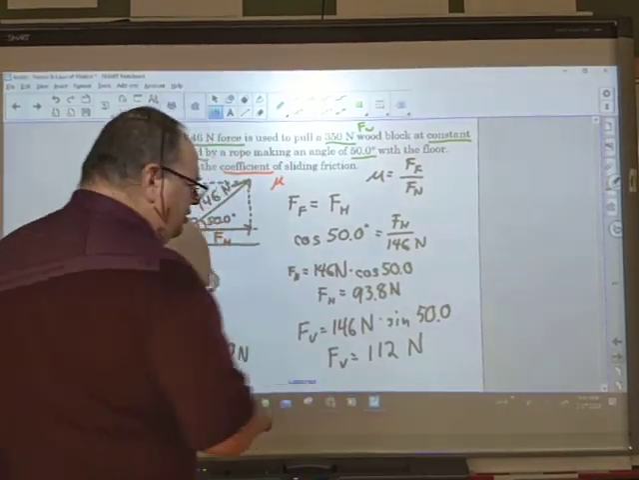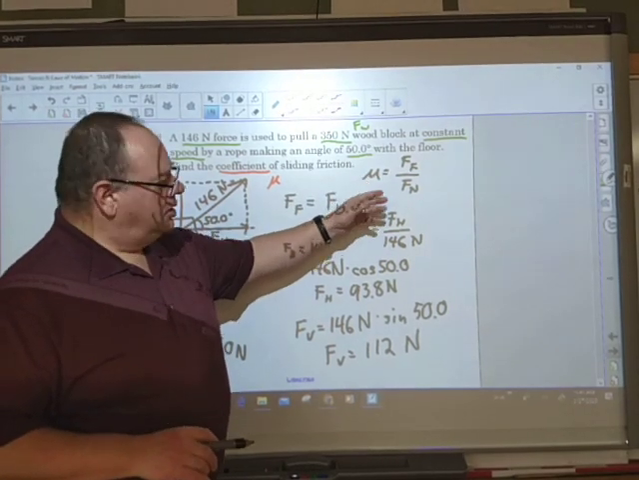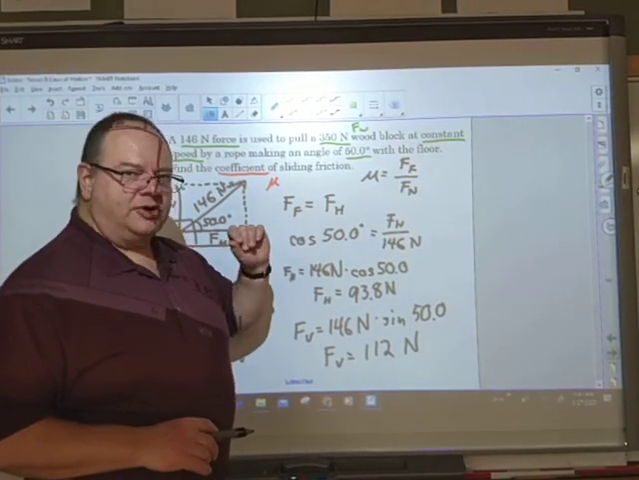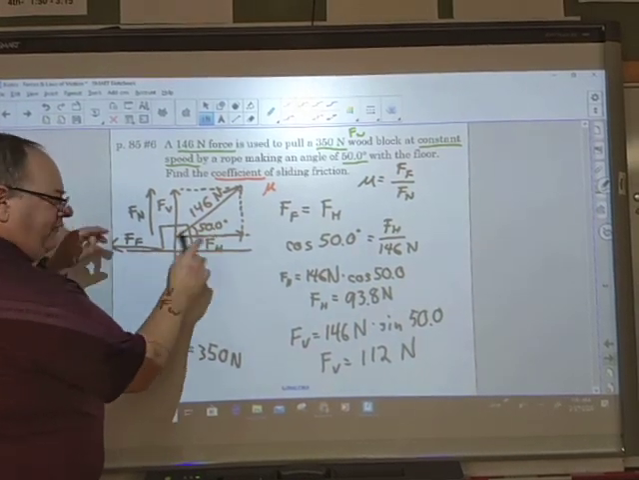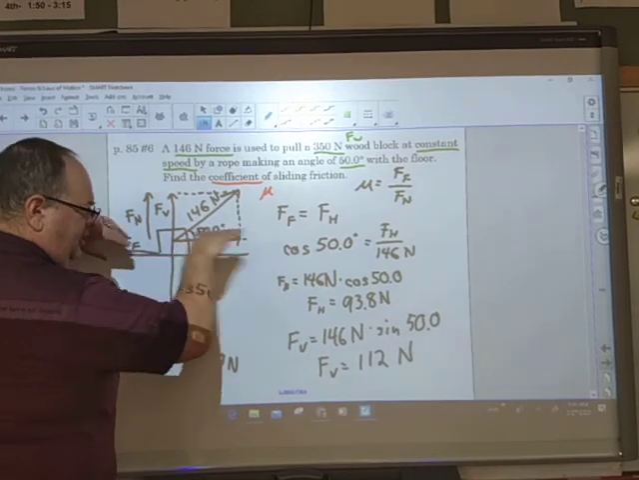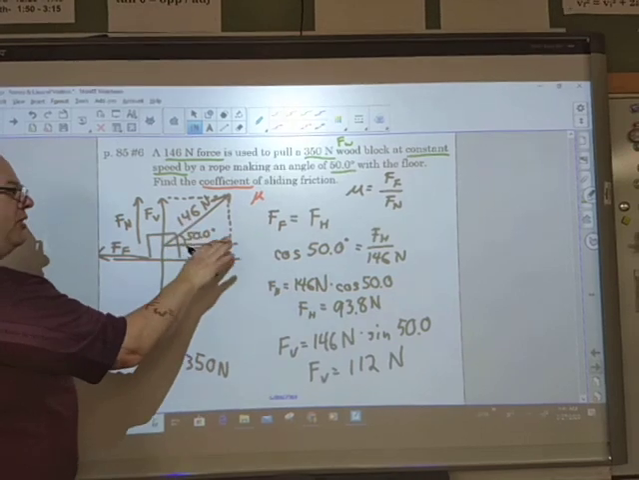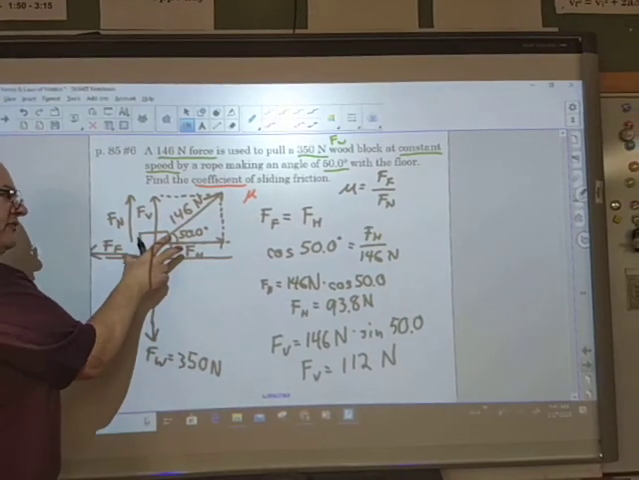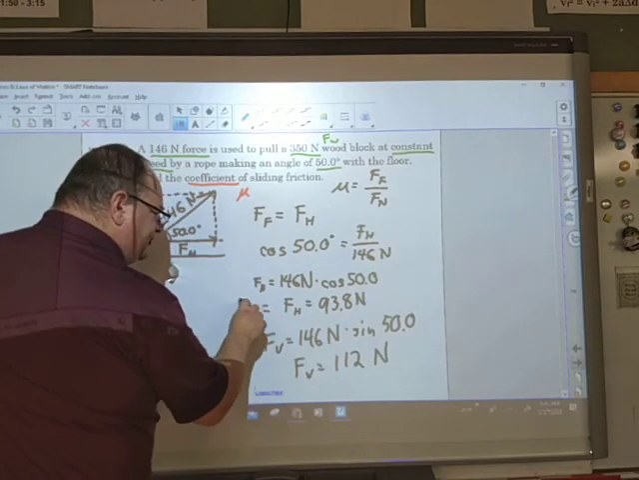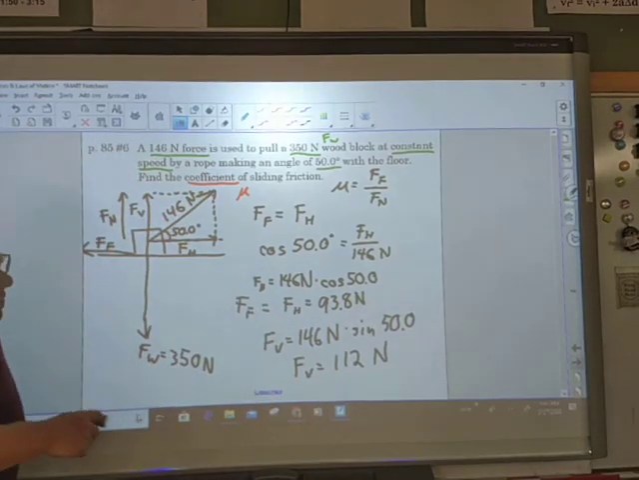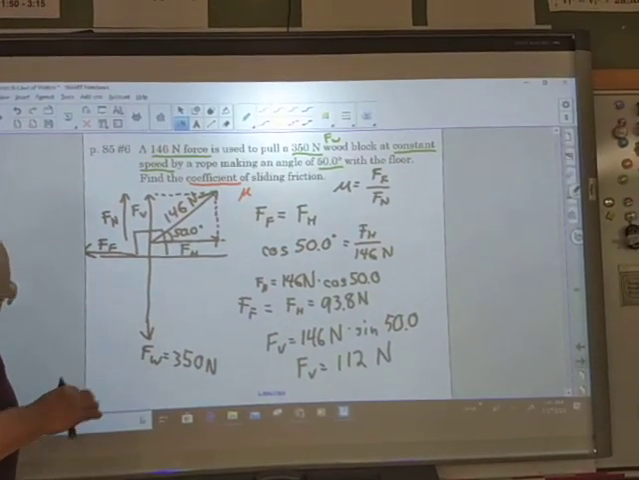So let's take a look at what we have now. To find mu, I need to know the frictional force and the normal force. Because the velocity is constant, the only forces in the horizontal direction are the horizontal component of the rope that we're pulling and friction holding back, and they have to be equal to each other. So when I calculated this, I can say that's also the friction. I got the frictional part, so I have that. The normal force. Okay.